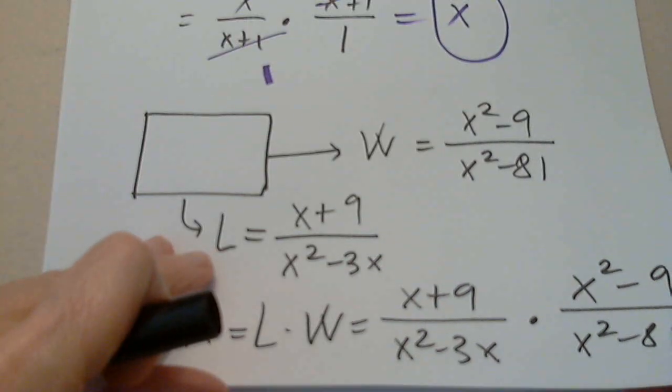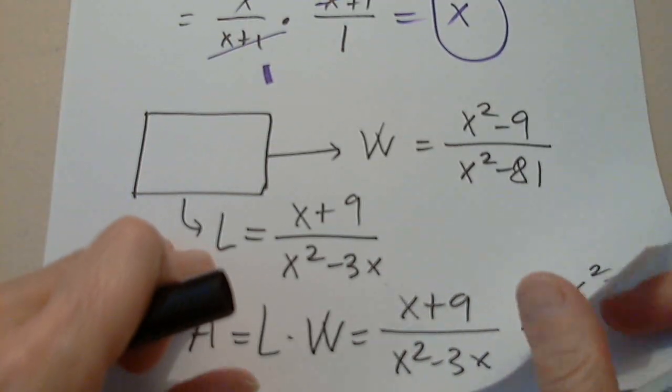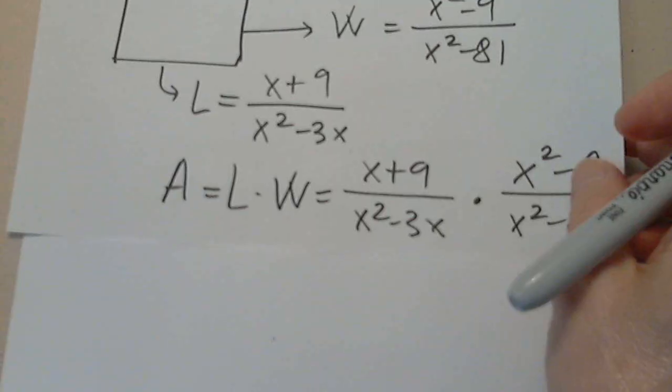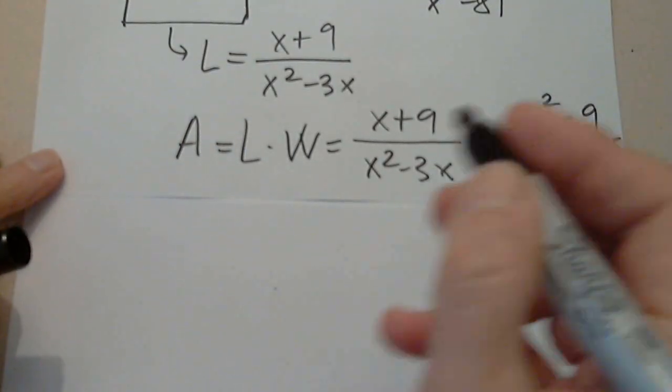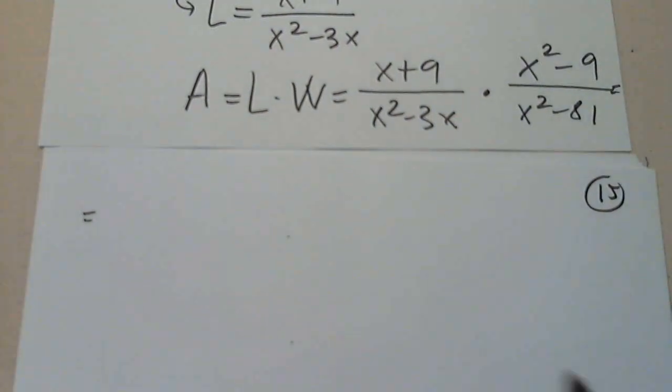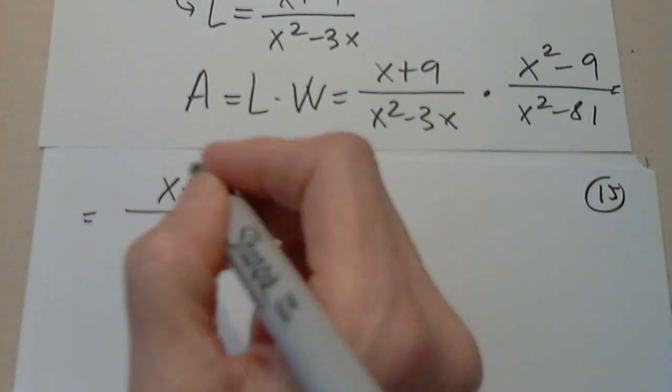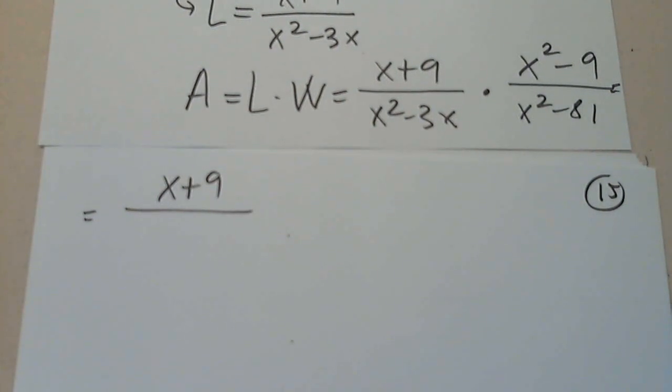I can't touch anything till I completely factor everything. The top x plus 9 is a linear factor. No one can do anything to it. What about the denominator?